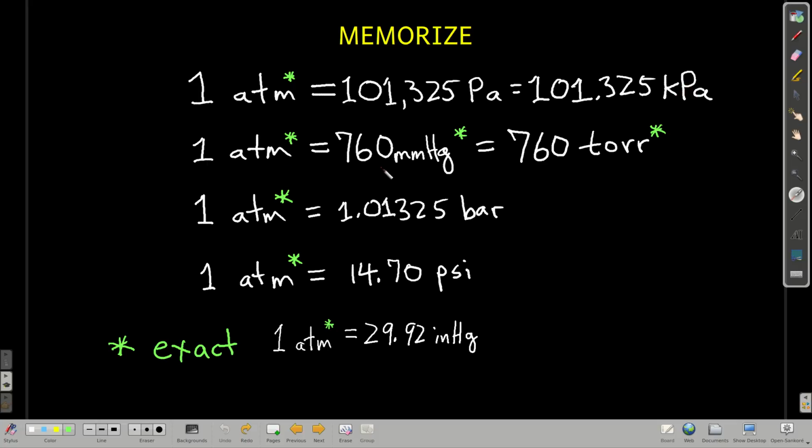1 atmosphere is equal to 760 millimeters of mercury. Mm is millimeters, Hg is mercury, which is the same as 760 torr. 1 atmosphere is also equal to 1.01325 bar and 14.70 psi, or pounds per square inch, and 29.92 inches of mercury. In is inches, Hg is a symbol for mercury. The ones with the asterisks, the green asterisks, these are exact numbers. The ones that don't have asterisks are not exact.